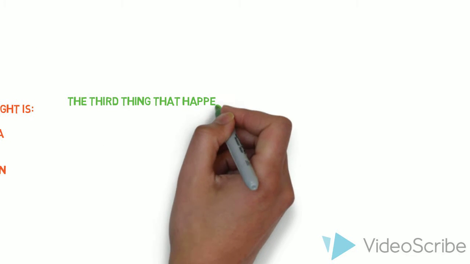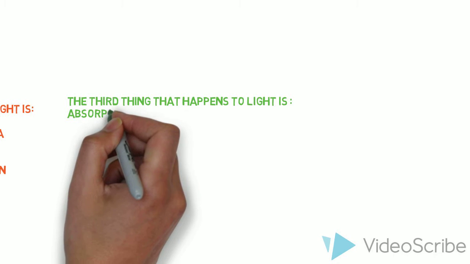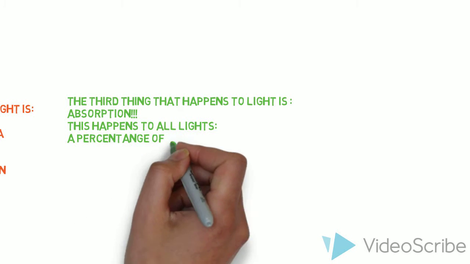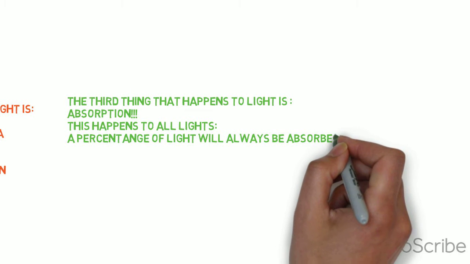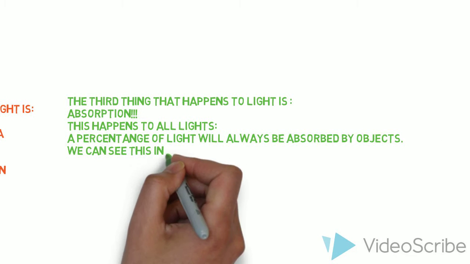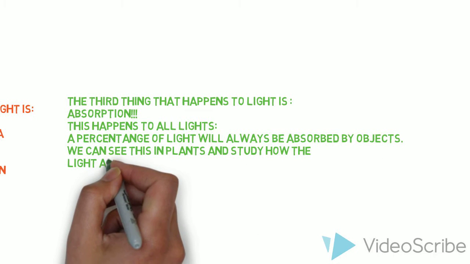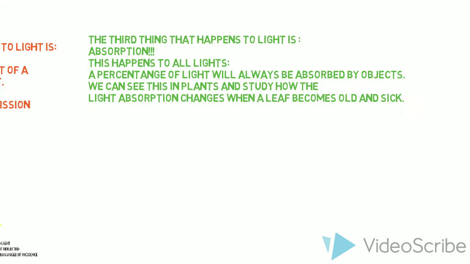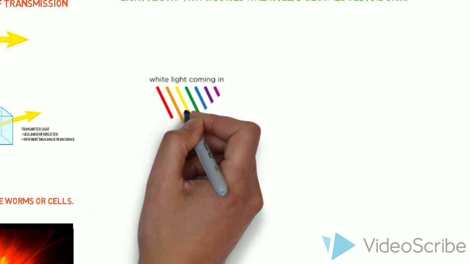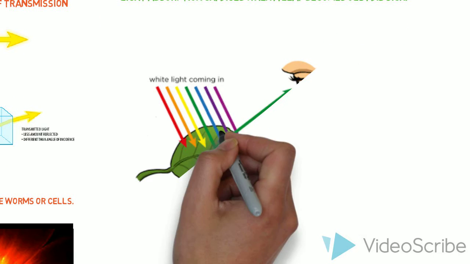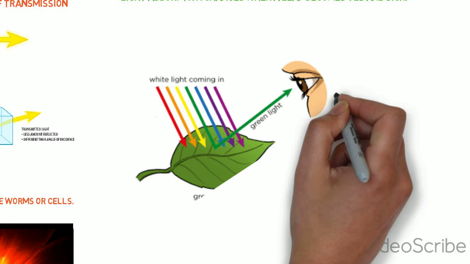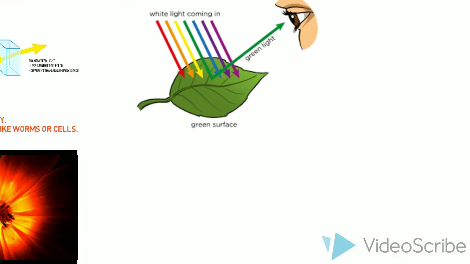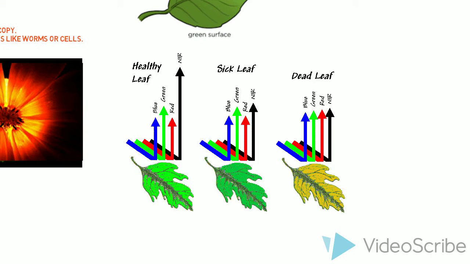The third thing that can happen to light is absorption. Most of the time, most of the light is absorbed. A percentage of light will always be absorbed by objects. So if you see anything of blue color, that means it is reflecting blue color and absorbing all the other colors. White light is made up of the rainbow colors. It falls on a leaf, but the leaf is green in color. Why? Because it is absorbing all the other colors and just reflecting green light.